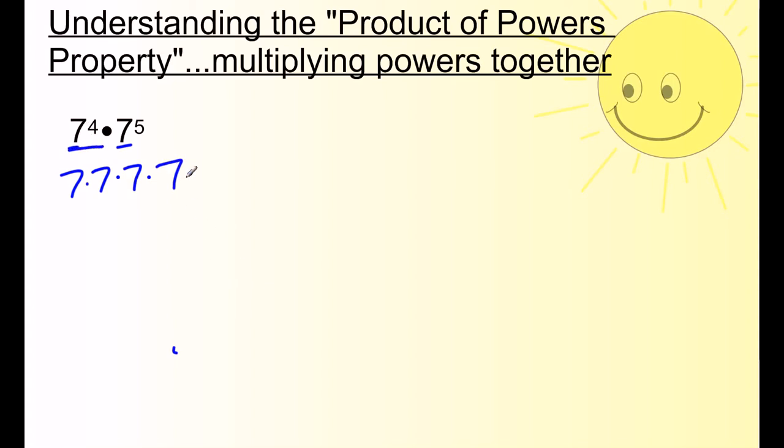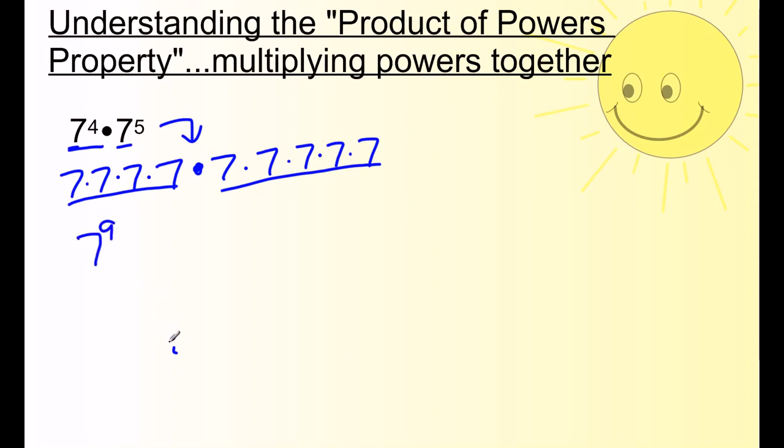That's the first part. Times this 7 to the 5th power. So 1, 2, 3, 4, 5. So that's what this same problem looks like if you expand it out. You've got 7 to the 4th power times 7 to the 5th power. But since these are all multiplies, all we have to do is think about this one long line of 9 different 7s being multiplied together, which is 7 to the 9th power.